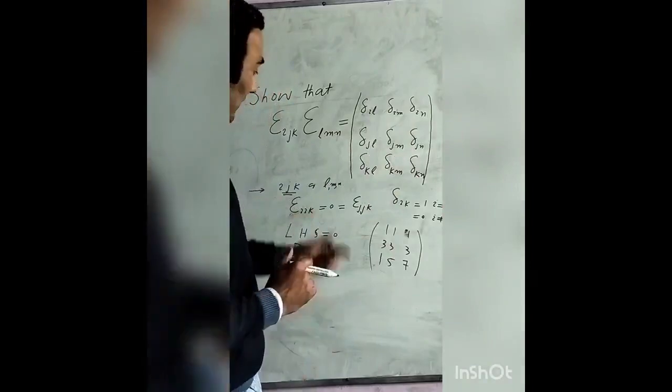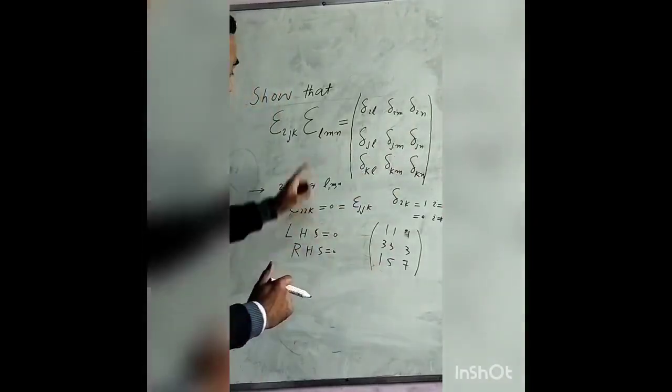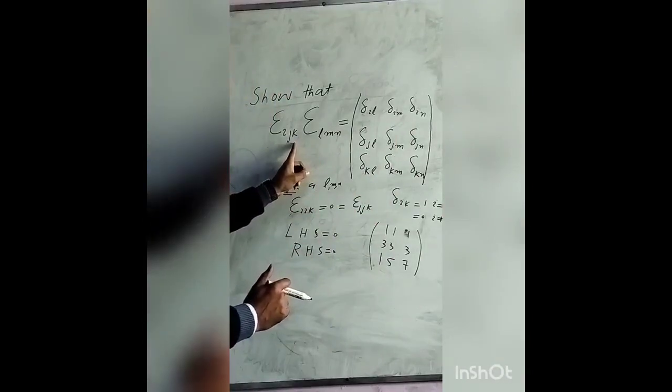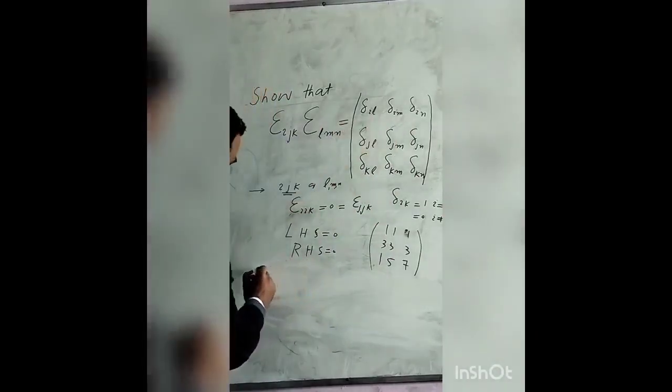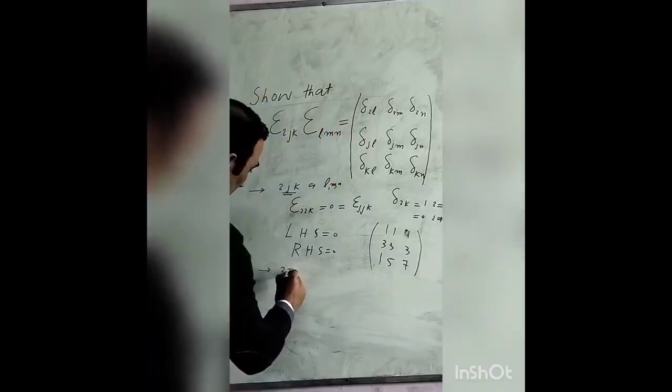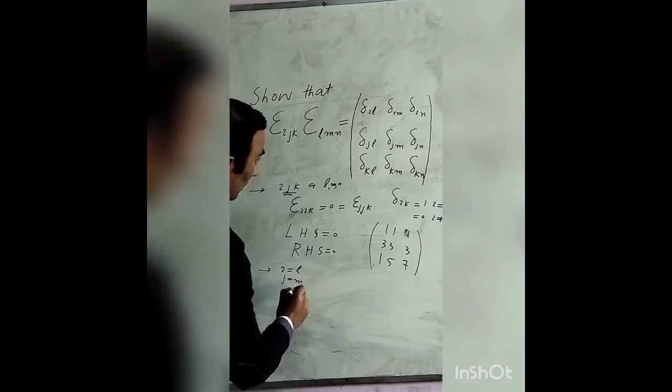So this is the first case, where our right hand side is equal to the left hand side. The second property is that if I equal to L here, or I equal to M, J equal to M, or K equal to M.